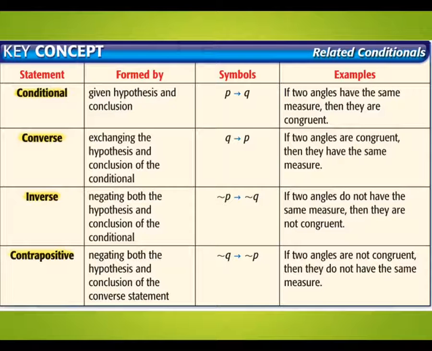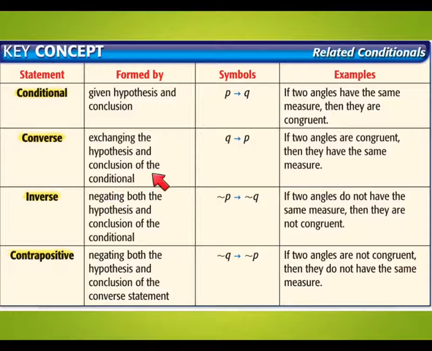I know, for example, there's a question on the test that says, here's a conditional, write the inverse, write the converse, and write the contrapositive. So you would take the conditional. For the converse, you would just flip the if and the then. For the inverse, you would negate both the original if and the original then. And for the contrapositive, you would negate the converse.